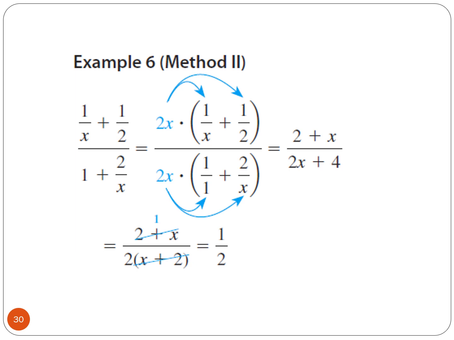Now let's do the denominator. 2x times 1 is just 2x, plus 2x times 2 over x, cancel the x, and you're left with 2 times 2, which is 4. This is a much simpler expression, but we still should look to see if there is a common factor. For the denominator, if you factor the 2, you're left with x plus 2. The fraction now is 2 plus x divided by 2 times x plus 2. You have a common factor, which is 2 plus x. If you cancel that, you're left with 1 over 2.